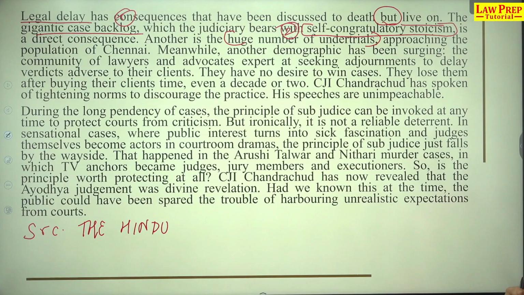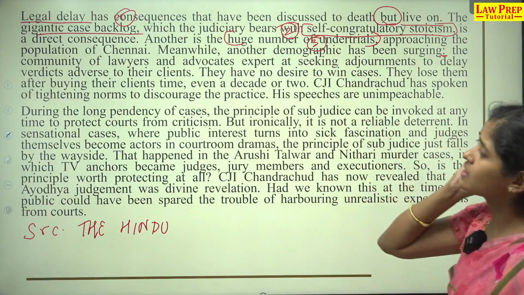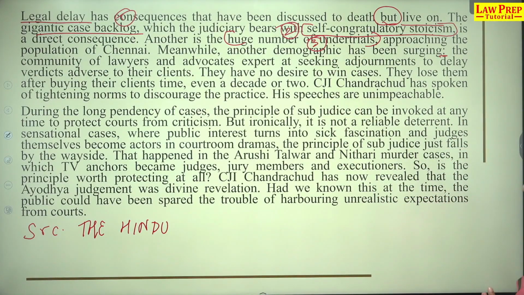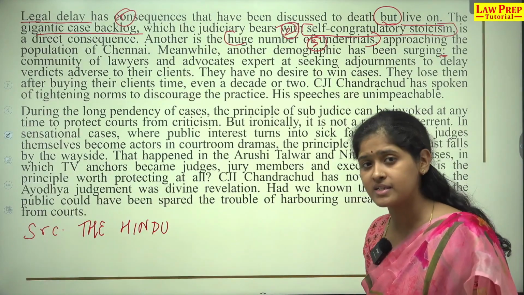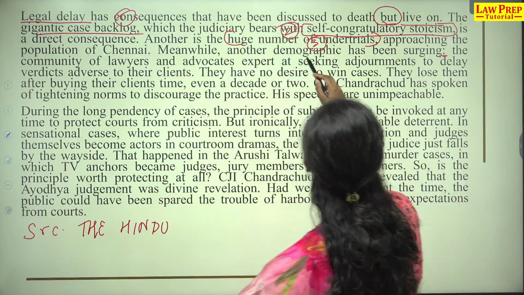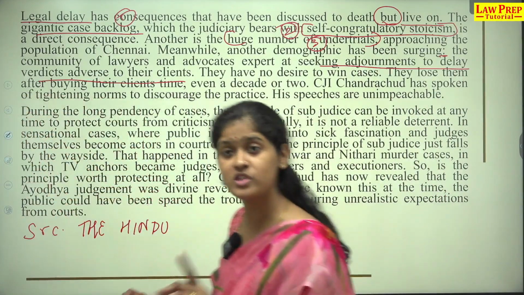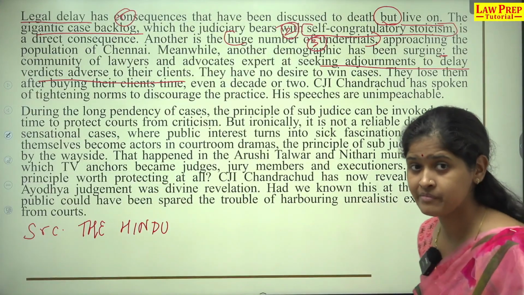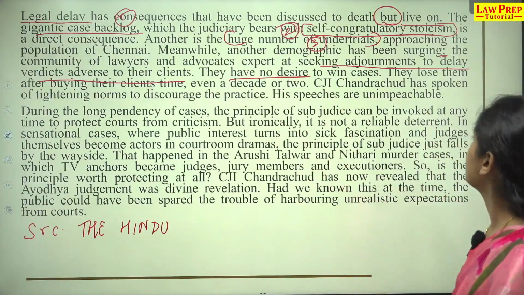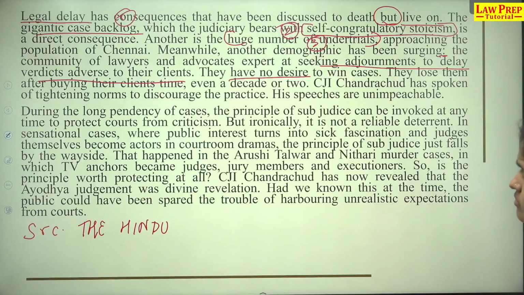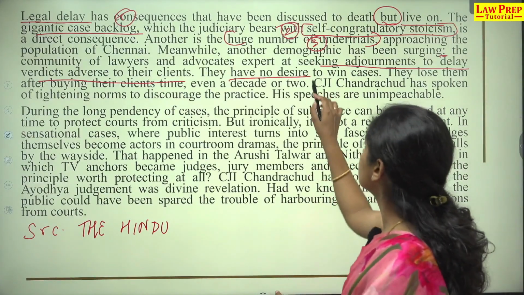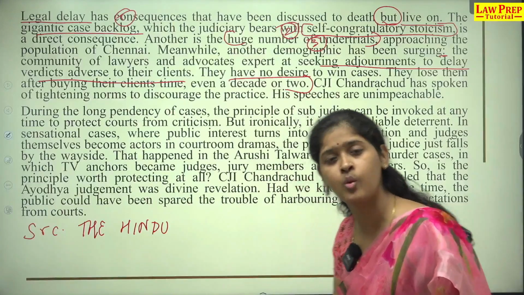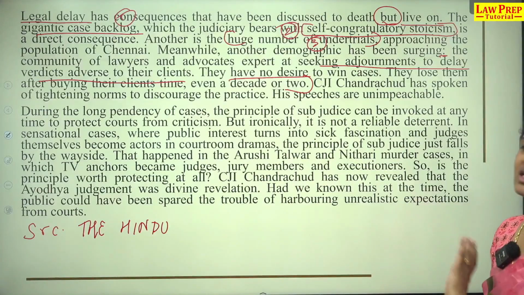Meanwhile, another demographic has been surging. The community of lawyers, see, another, this is the third point coming up. The community of lawyers and advocates, expert at seeking adjournments to delay verdicts adverse to their clients. This is the third reason for legal delay, which the author is pointing out. They have no desire to win cases. Such an extreme line. They lose them after buying their clients' time, even a decade or two. Such a big line to say that the advocates, they do what? They keep on extending the time and still they lose the case.